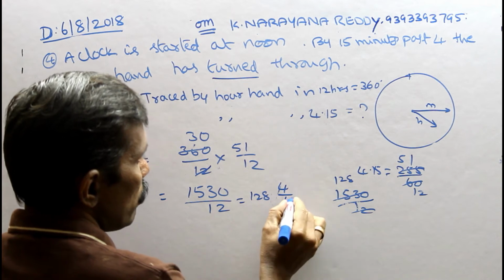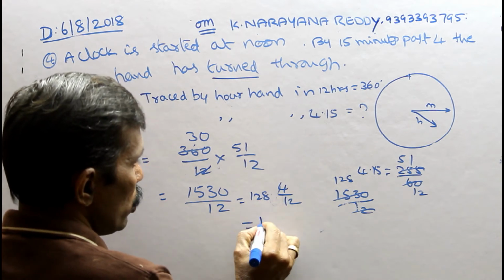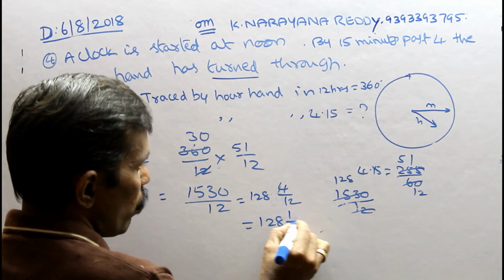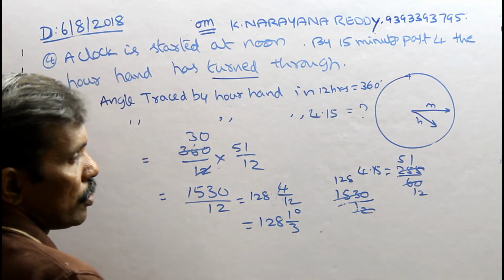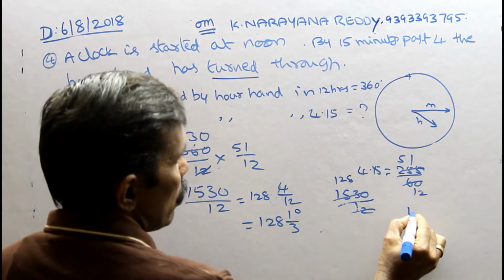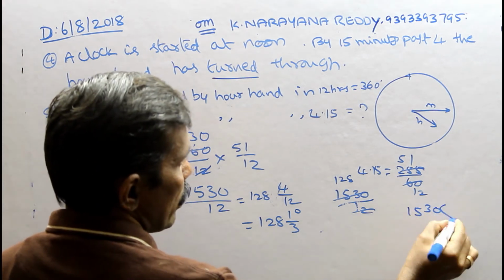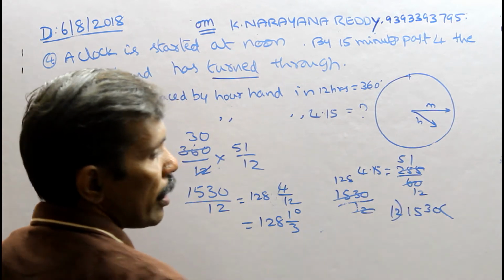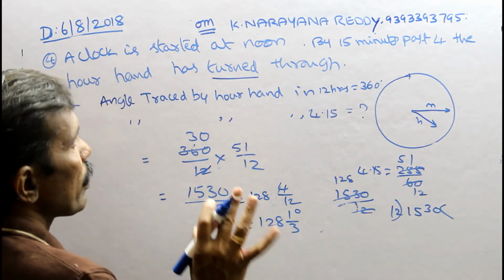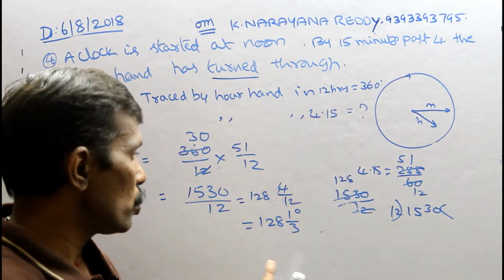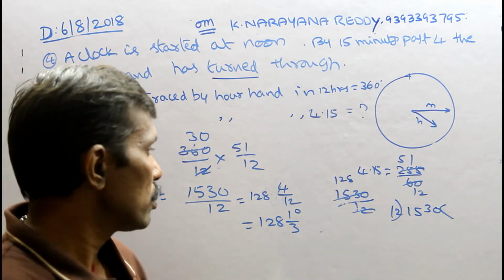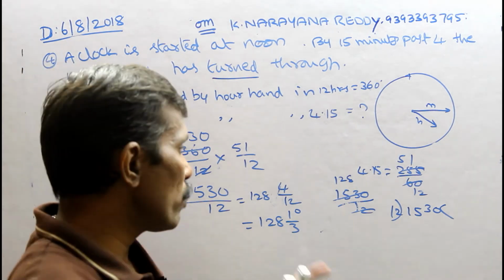That means 128 1/3. That is the degrees. This is the answer. So if you have any doubt, you can divide 1530 by 12 in this way and get the answer. Okay, so the angle traced by the hour hand at 4:15 equals 128 1/3 degrees.